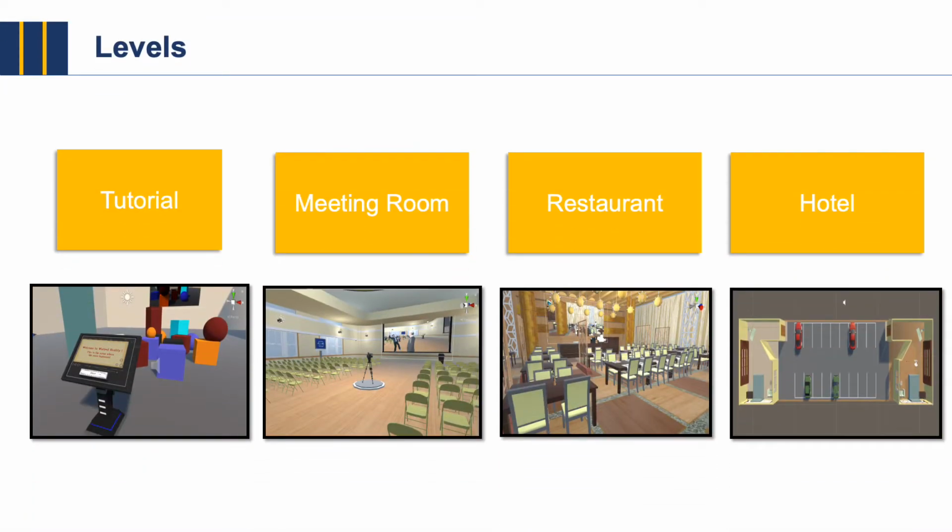As for the game contents, there are one tutorial and three levels in the game. The first level is a meeting room in the town hall. The second is a restaurant, and the third is two rooms opposite each other in a hotel.